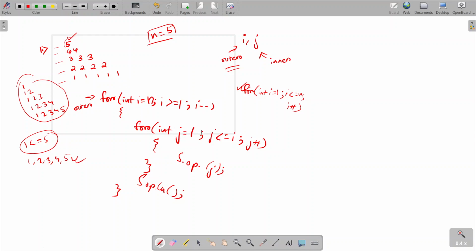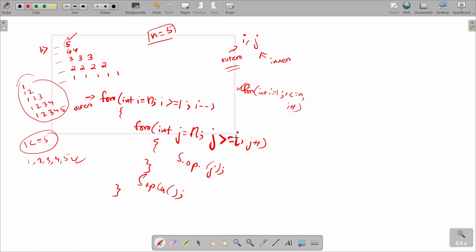So if we make a certain change, if we make j equal to n, what will be the value of j now? The value of j will be 5. And instead of the less than sign, if you make this greater than or equal to i, then what will happen? j greater than or equal to i. Can you understand what the change is now?